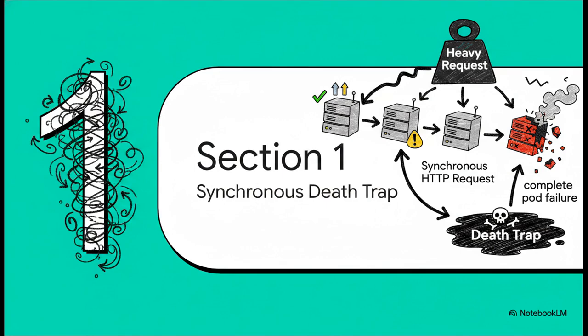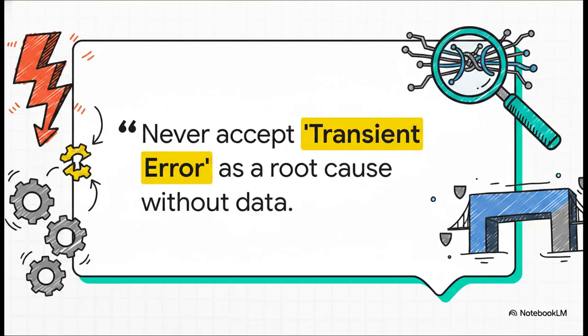Section 1. The synchronous death trap. Dealing with this demands a massive mindset shift. See, a junior developer spots a random 100% CPU spike, watches the system auto-recover, and just logs it as a transient error. We've all been there. But senior developers know that just waving away a failure like this is incredibly dangerous. Physics always wins. If you can't explicitly explain why the error happened and exactly why it stopped, you haven't actually found the root cause. You've only found a coincidence. You absolutely have to track down the actual bottleneck.